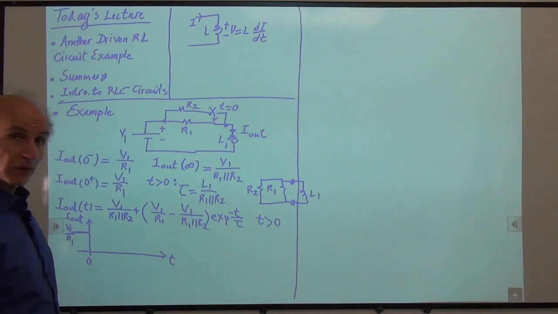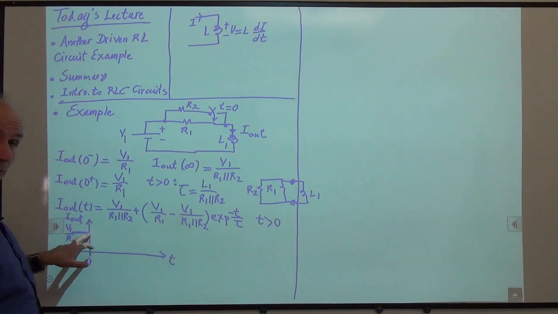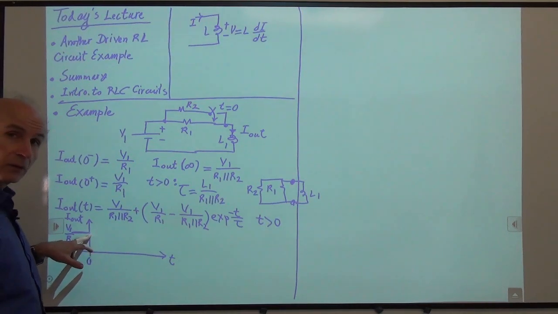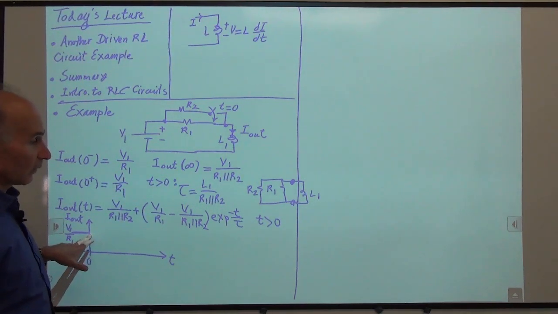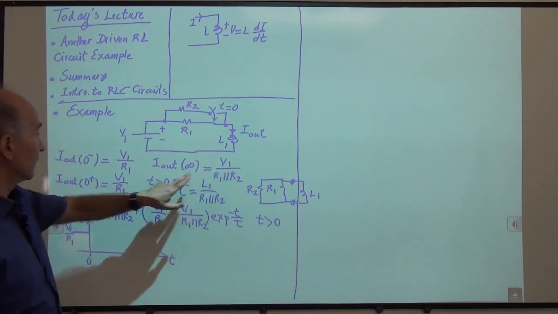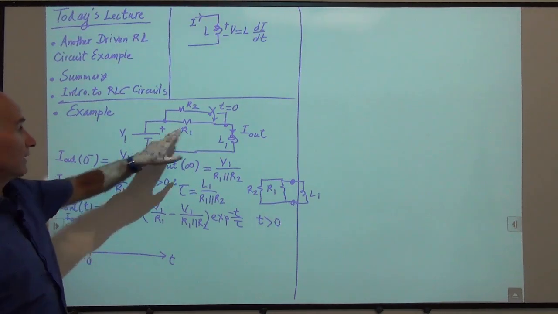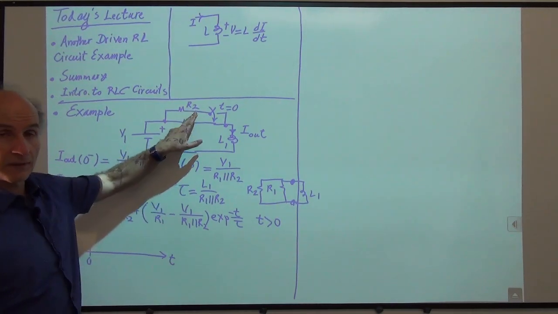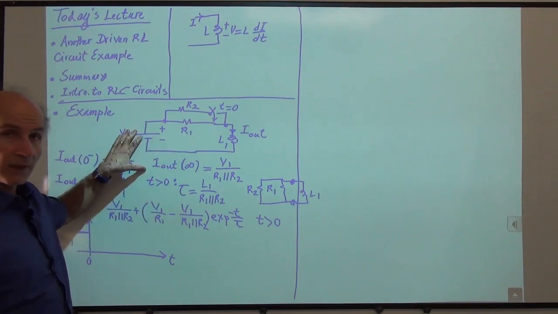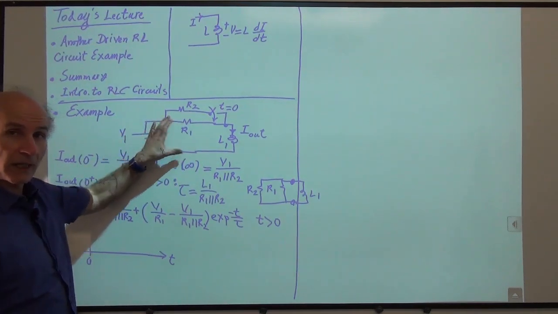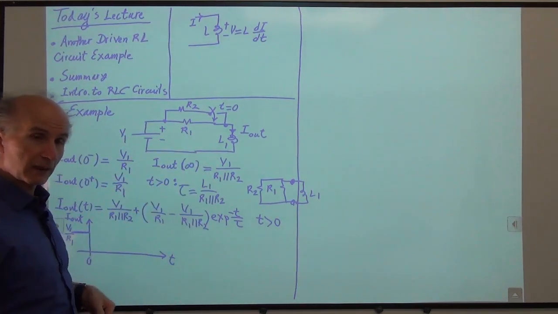And after time zero, it stayed at that value briefly, and then it began to increase. Why does it increase? Because why is this value greater than this value? Well, because the resistance has decreased, right? You place two resistors in parallel between the inductor and the battery. So now we have more current flowing through the inductor.